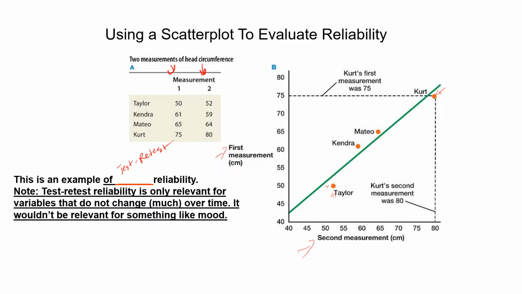Test-retest reliability is only relevant for variables that do not change much over time. So something like mood that changes very rapidly, can change from day to day, can change from hour to hour. Test-retest reliability is typically not what would be used for that, unless you're checking something and then 5 minutes later checking it again. But typically test-retest reliability is something where you check and then you check the next day, or you check a week later or a month later. And that's where test-retest reliability will come in.